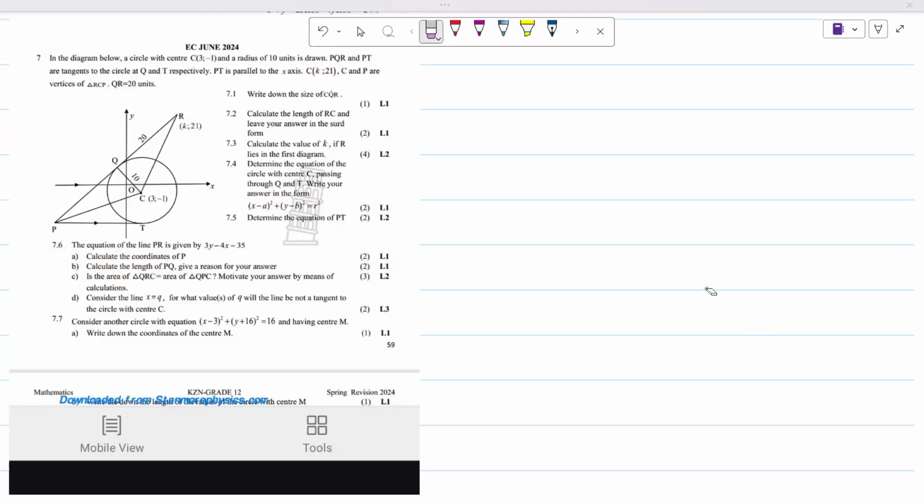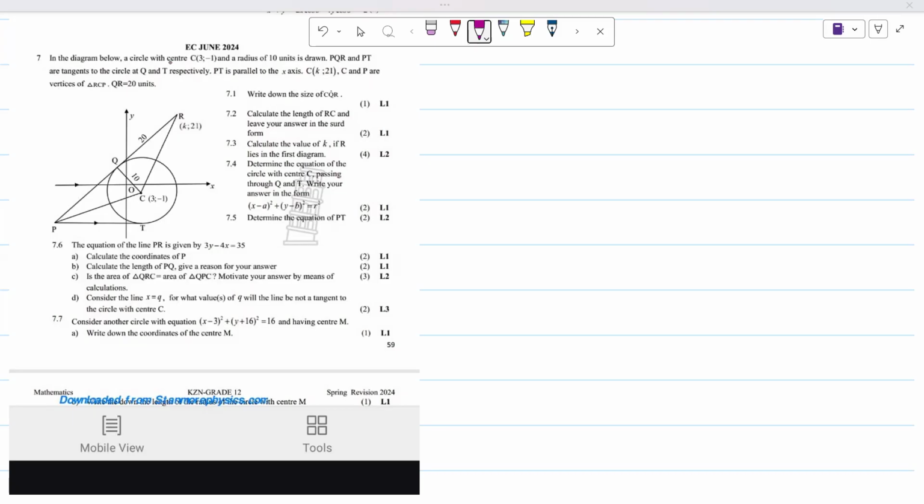greatest mathematicians of all times. Let us quickly go through this romantic question from a branch of mathematics called analytical geometry. Okay. So in this question here, this is question 7. They say in the diagram below, a circle with center C given by (3, -1) and a radius of 10 units is drawn. PQR and PT are tangents to the circle at Q.